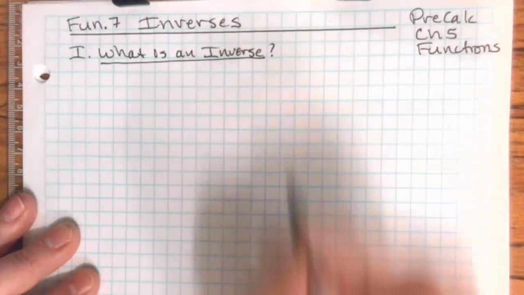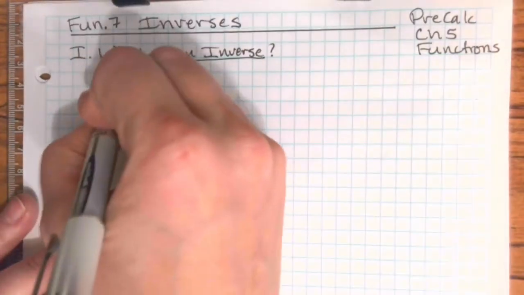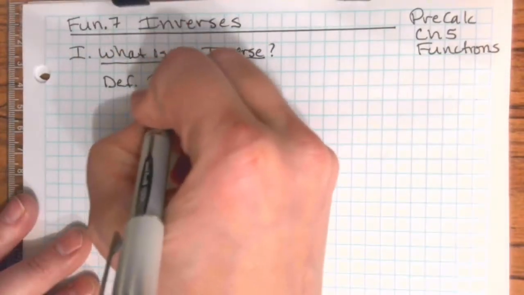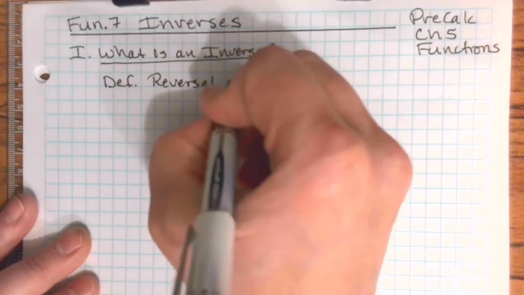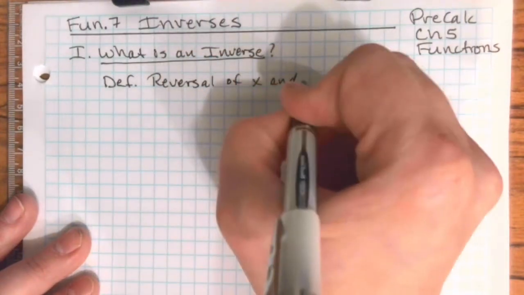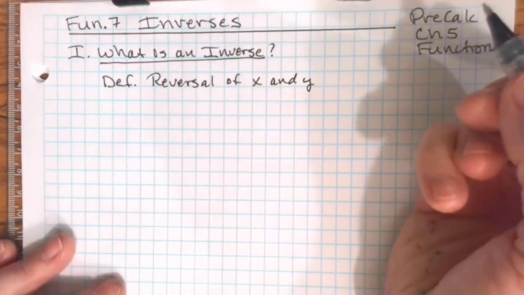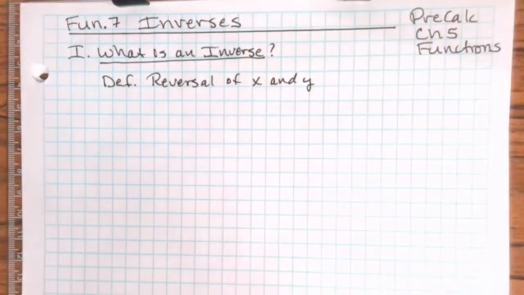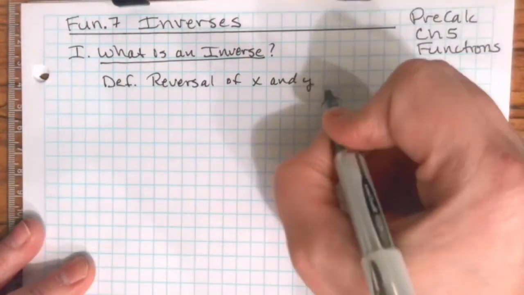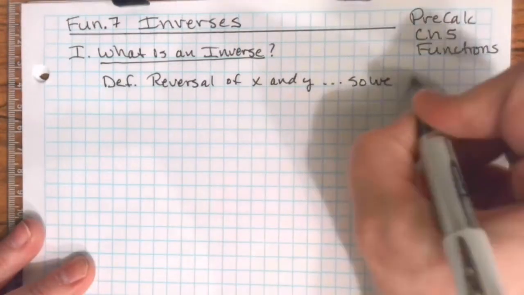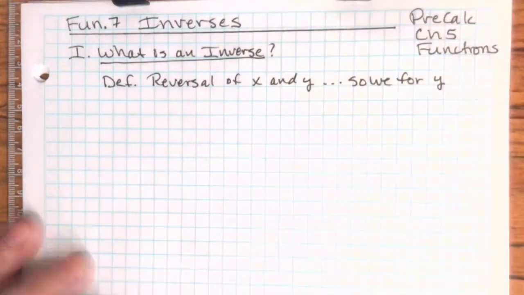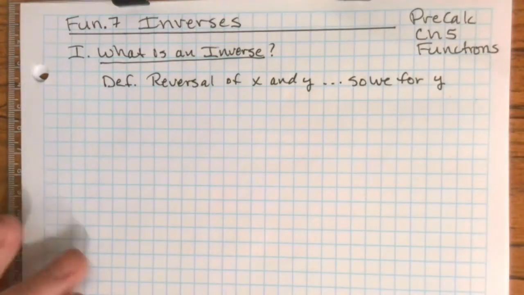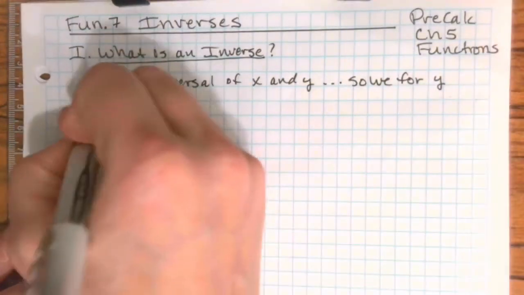Okay, so basically an inverse is the reversal of x and y. And it's got some similarities to the original, but typically you solve for y. So reversal of x and y, and then you solve for y. There are some similarities with the original, but not a ton. Okay, so here's an example.